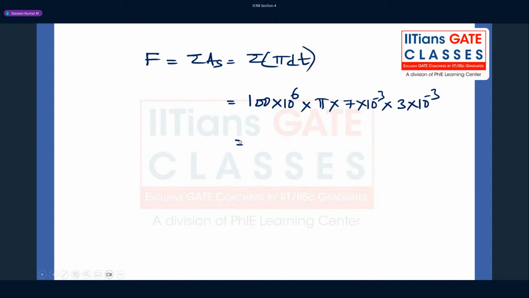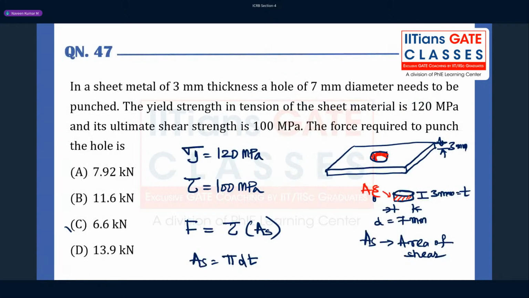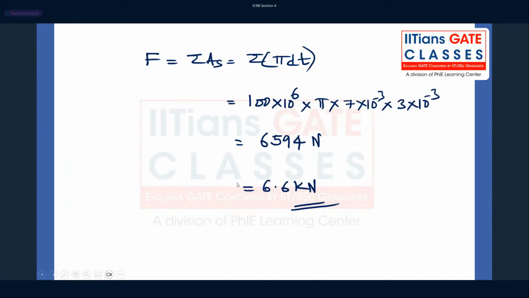How much is this? Let's calculate. It is 100 into 3.14 into 7 into 3. That is 6.6594 kilonewtons, approximately 6 kilonewtons. And that is the answer. Very good.